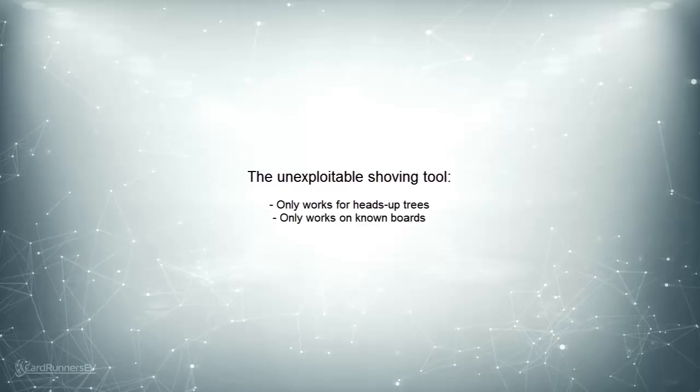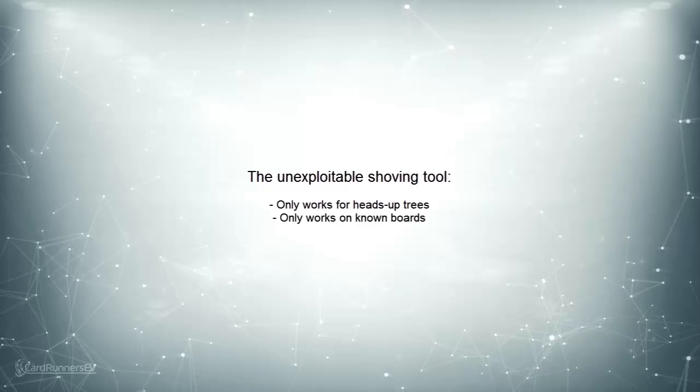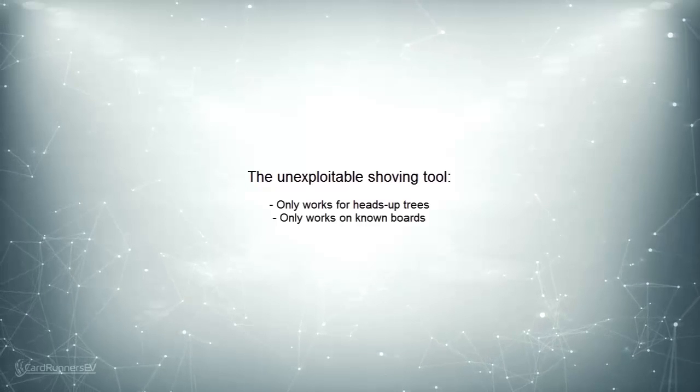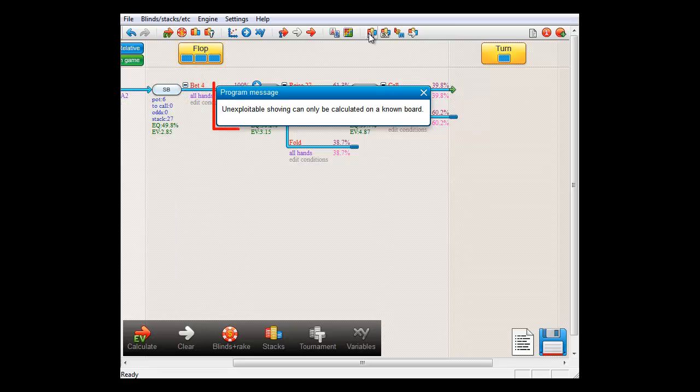Finally, the unexploitable shoving tool will only work for heads-up trees. Also, the board needs to be known at the intended shove or fold decision. If you try to use the tool in a tree with more than 2 players, or in this case, if the flop isn't known, then you'll get an error message telling you why the tool could not be used.